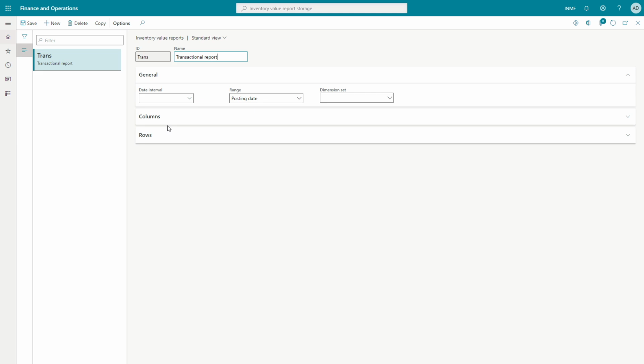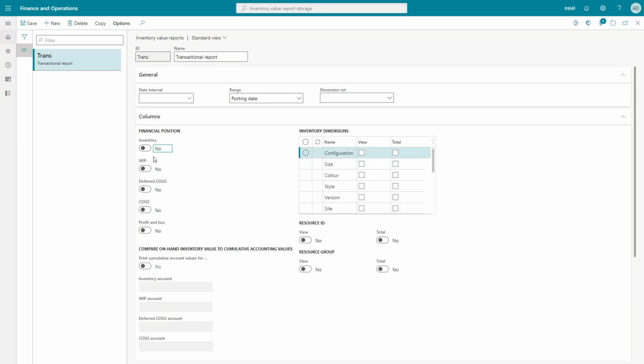Save this definition. In columns, because using the same report I can generate my inventory transactions and opening, closing, and transactional data. WIP also I can see using this report. I can generate the report for deferred costs, COGS. Okay, so right now I am doing this only for inventory.